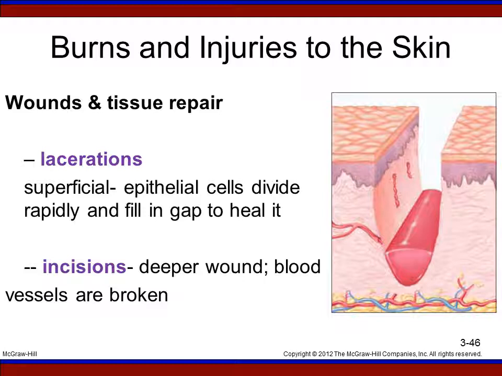And we'll finish up our last couple of slides here with wounds and tissue repair, and we'll talk a little bit about scarring. Difference between a laceration and incision. Lacerations tend to be more superficial. Incisions are deeper. Think of incision as a surgical incision. They're usually cutting deep, trying to get down to something. Blood vessels become broken. Lacerations tend to heal a little bit quicker than incisions. Incision, depending on how deep it is, may require stitches or suturing to help the wound fill in and heal the right way.